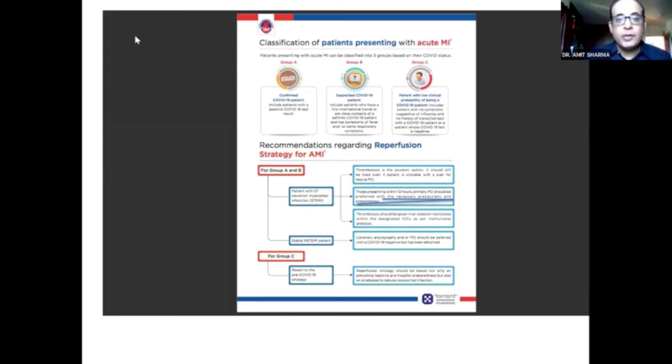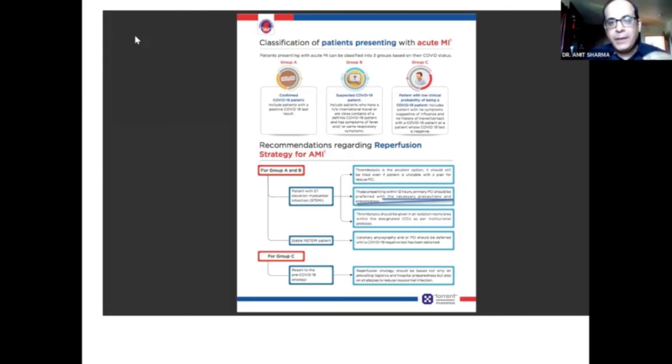So for patients in groups A and B, if they have a ST elevation myocardial infarction, thrombolysis is the prudent option. It should be tried first. Even if your patient is unstable, try thrombolysis first. Now, they also have a rejoinder in the next statement that for those presenting within 12 hours, if the patient is at high risk, please take the patient for primary PCI. You can do an angioplasty, but remember what I've underlined: with the necessary precautions and preparedness.